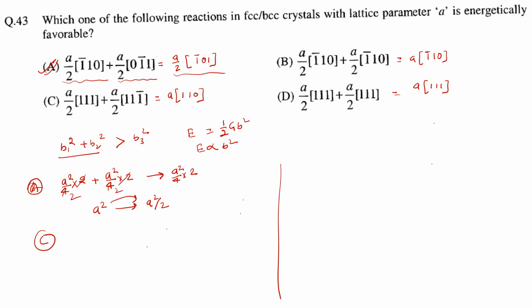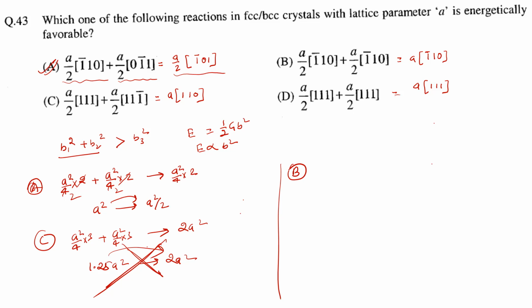So b1 square plus b2 square, let us write: it will be a square by 4 into 3, a square by 4 into 3, and it is changing to 2a square, right? So it will be 3 by 4 plus 3 by 4, that means 6 by 4, that means 1.25 a square changing to 2a square. So here there is an increase, so this reaction is not going to be feasible.